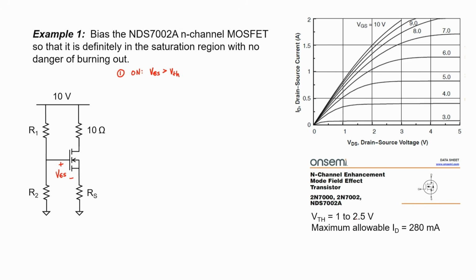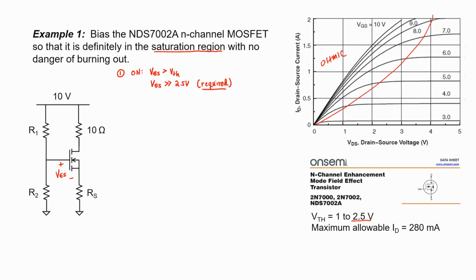We know that the threshold voltage might be as high as 2.5 volts. It means that we should make sure that our gate voltage is definitively higher than 2.5 volts to make sure that transistor is on. The example problem says that we want to make sure that the transistor is operating in the saturation region. Let's take a look at these curves from the datasheet and identify the saturation region.